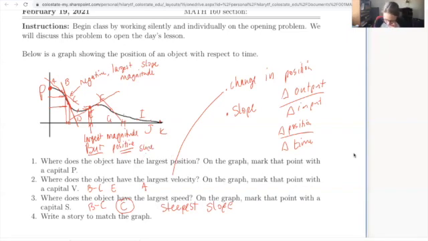Okay, so do we want to change our answers? So let's try, type in the chat window, type 2 and then the letter, and type 3 and then the letter if you want to change your answers and you have a better sense of how to answer those questions. So type 2 and then the letter for where the largest velocity is, and then type 3 and the letter for where the largest slope, sorry, speed, is.